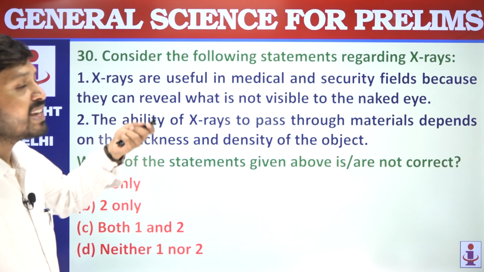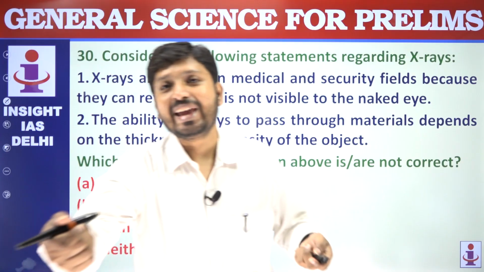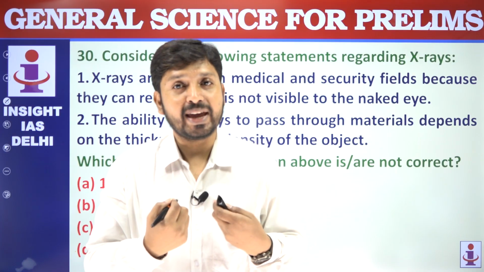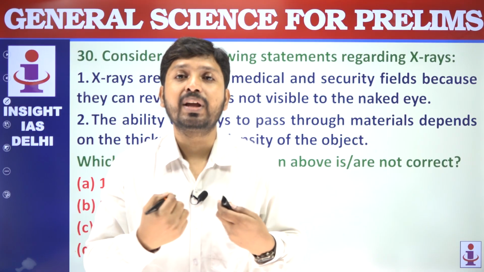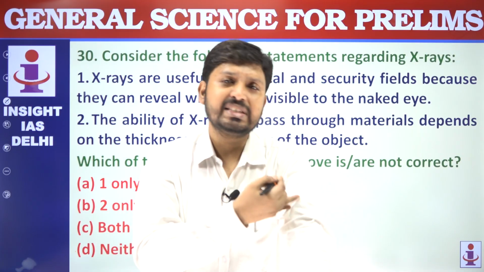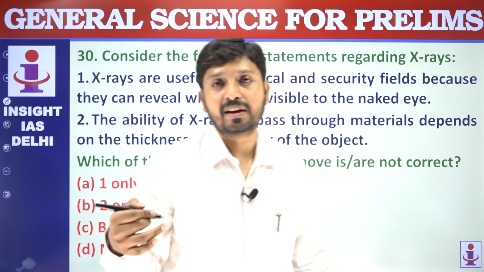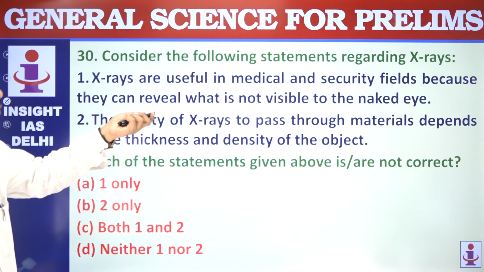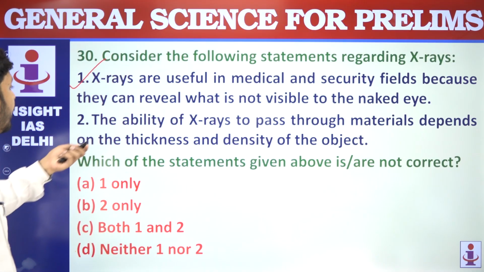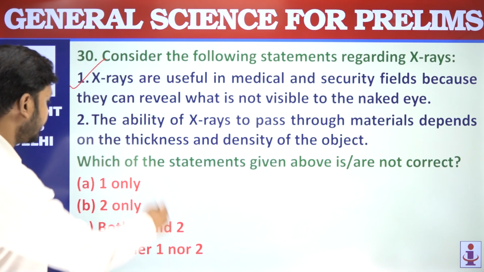Consider the following statements regarding X-rays. X-ray is also a very simple question. Whenever X-rays fall on us, the higher the density of the material, the more it will absorb the X-rays. Once it absorbs more, that portion will look white in the X-ray. For example, if the skin does not absorb, the X-rays will pass through and we cannot see anything there. X-rays are useful in the medical and security fields because they can reveal what is not visible to the naked eye. The ability of X-rays to pass through a material depends upon the thickness and density of the object.